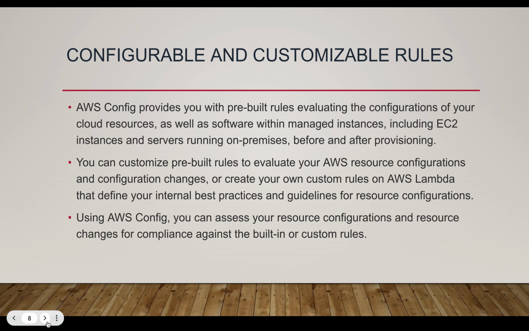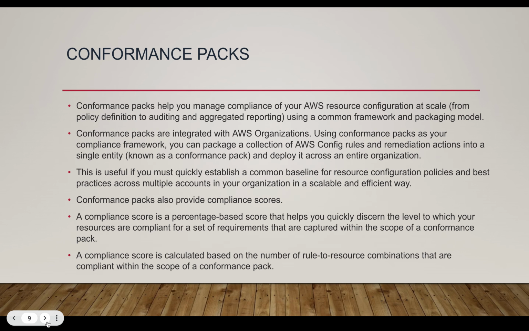Configurable and customizable rules. AWS Config provides you pre-built rules for evaluating the configurations of your cloud resources as well as software within managed instances, including EC2 and servers running on premises, before and after provisioning. You can utilize pre-built rules to evaluate your AWS resource configuration and configuration changes, or create your own custom rules on Lambda that define your internal best practices and guidelines for resource configurations. Using AWS Config, you can assess your resource configuration and resource changes for compliance against built-in or custom rules.